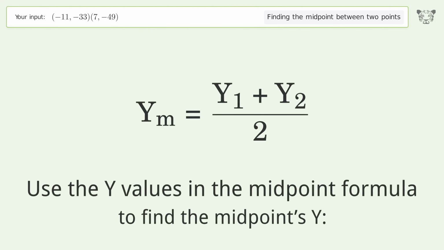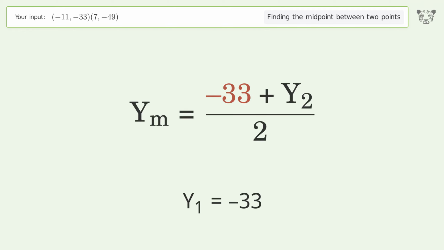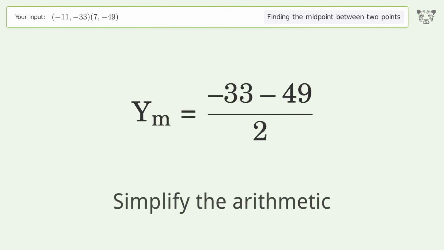Use the y values in the midpoint formula to find the midpoint's y. y1 equals -33. y2 equals -49. Simplify the arithmetic.